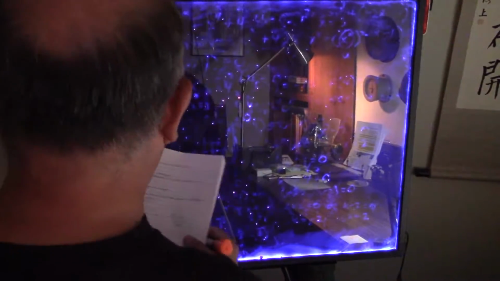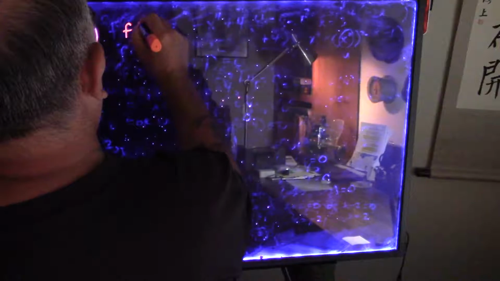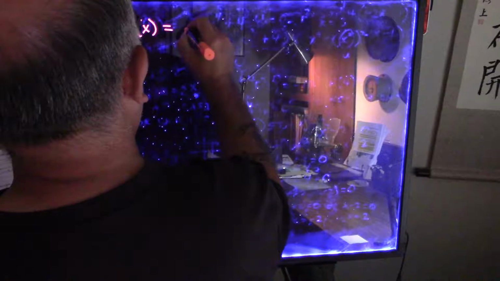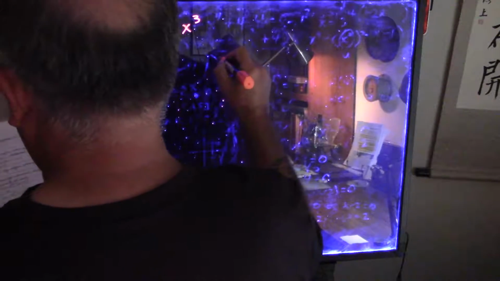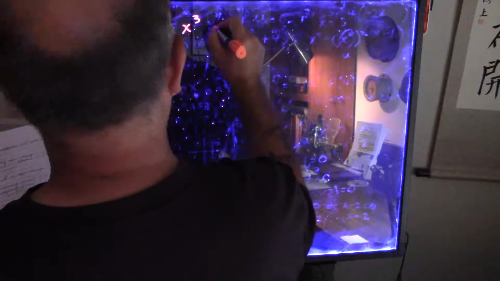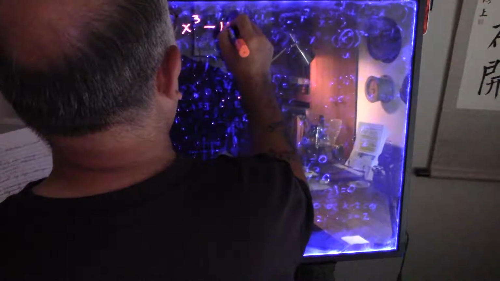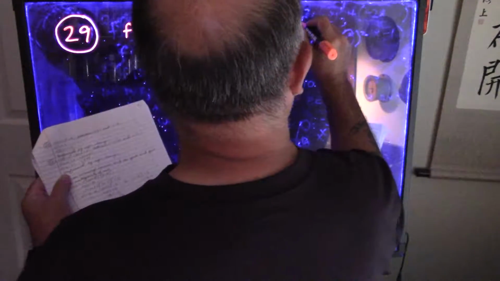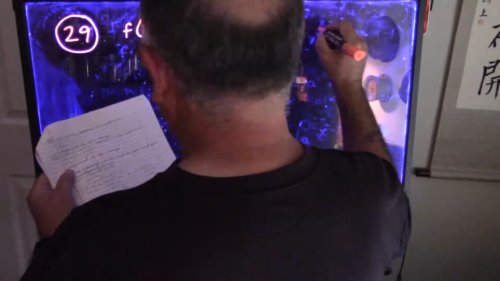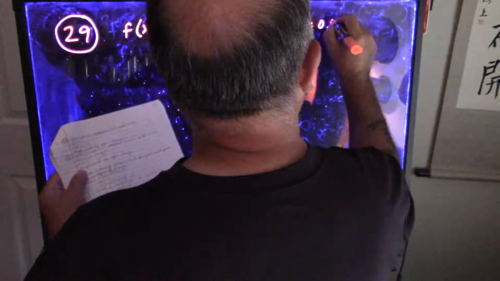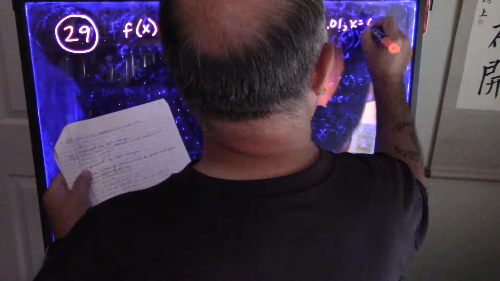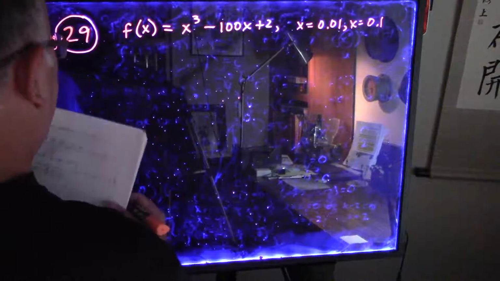Number 29. F of x is equal to x cubed minus 100x plus 2. And we want to see if there's a value between x equals 0.01 and 0.1 for which f of that value equals 0.